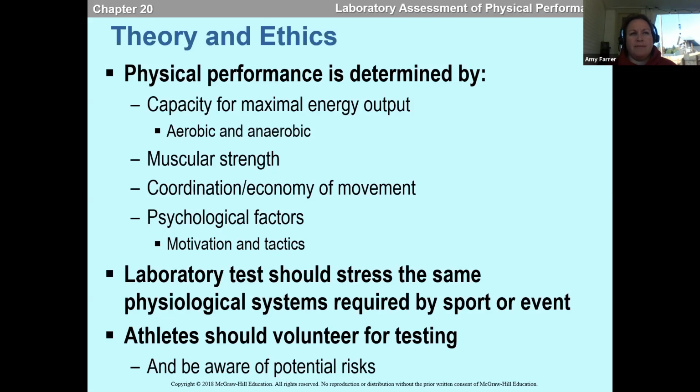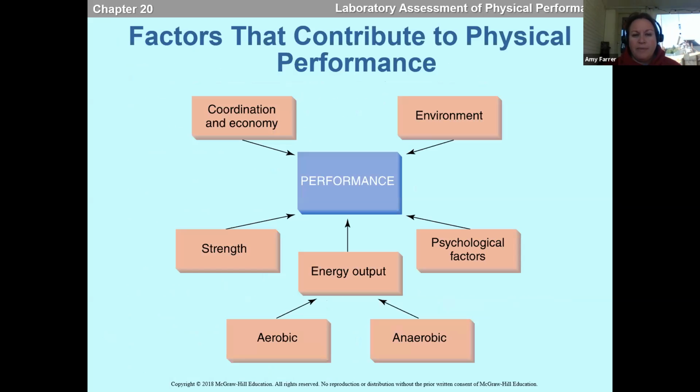If we're looking at assessments and we're trying to do some testing, we need to make sure that the athletes are volunteering for this, that they're not being tested without knowledge. And if there's any potential risks, they absolutely should be made aware. So keep that in mind.